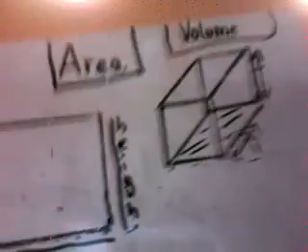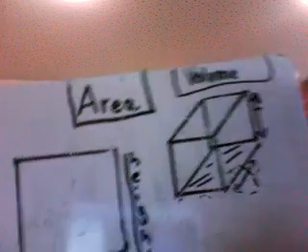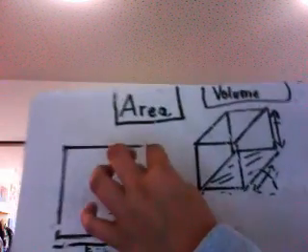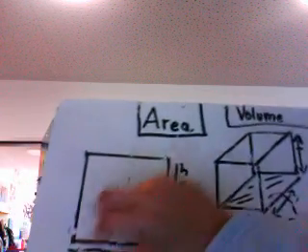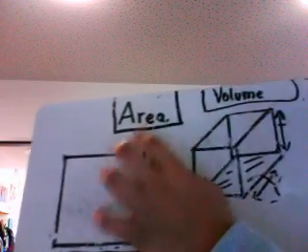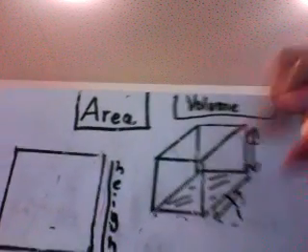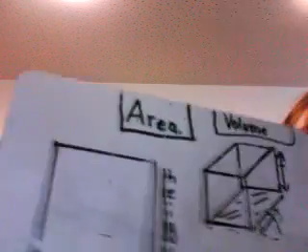Hi, I'm going to show you how to find the area of a square. Here, a square. The area is how big this is inside. And the volume of a 3D shape. Here, the volume is how big it is inside this shape. And I'm going to show you how to find that out.